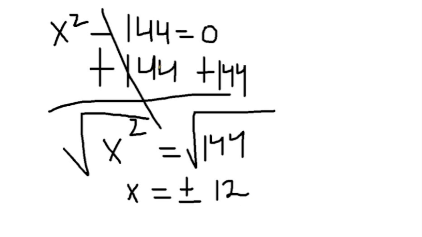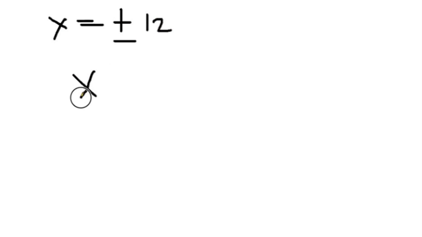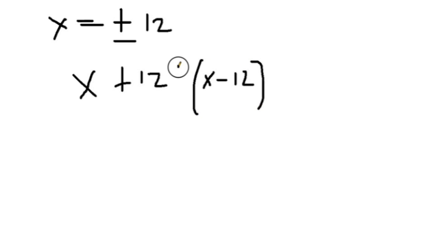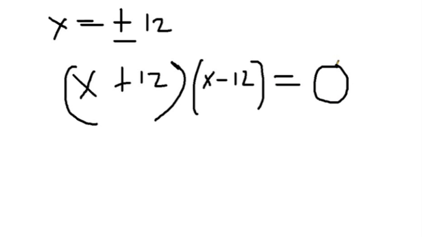Now, you're not done yet completely, and I'm going to show you why. Because if you have x equals plus or minus 12, so you have x plus 12, and you have x minus 12. All right, and now what you're going to do is just simply put parentheses around these and say they're equal to 0.